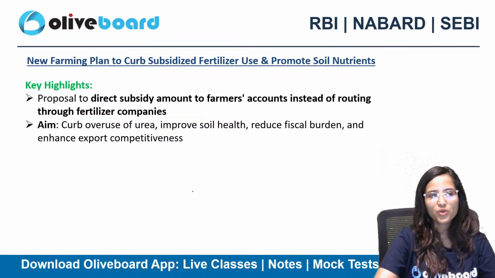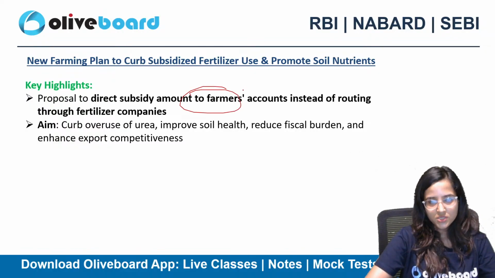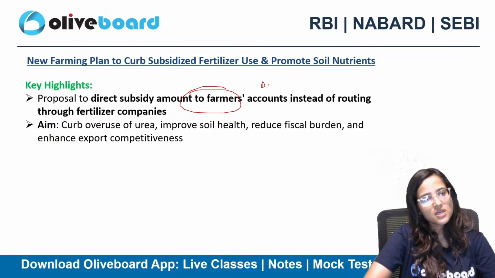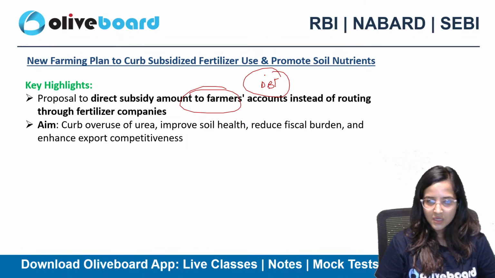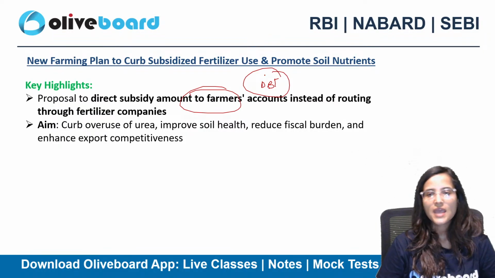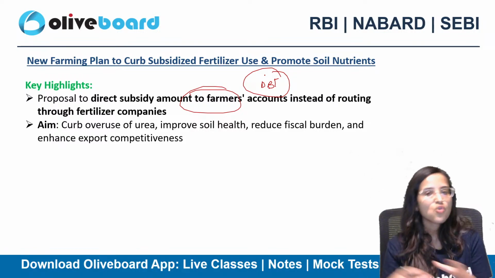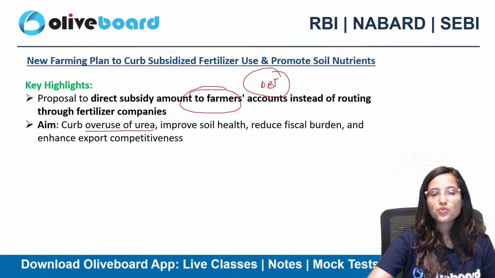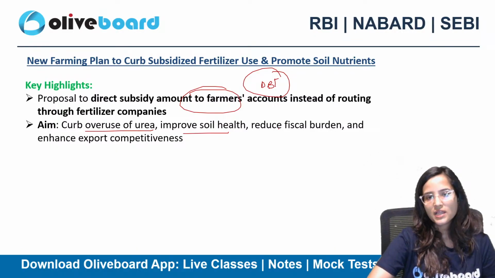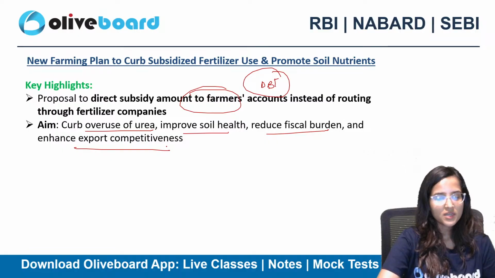Besides this, what we are going to do is give the direct subsidy amount to the farmers' accounts. We will do direct benefit transfer, DBT, rather than giving them subsidy on fertilizer. Okay, we are going to give them the money so that they can use whatever nutrients are required as per the requirements of their field. Okay, this is going to curb overuse of urea. It is going to improve soil health. It is going to reduce fiscal burden. It is going to enhance export competitiveness.